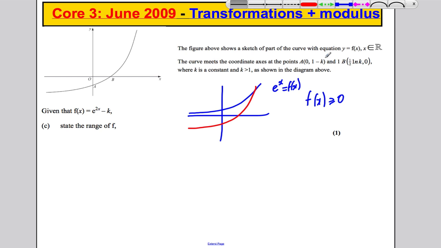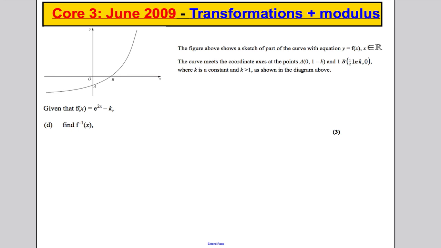So therefore, the range of f of x is always bigger than k. I made a tiny mistake here. F of x can never equal 0, it's always bigger than 0. And we've been shifted down by k there, so f of x is bigger than k. That's the range. Sorry, bigger than negative k even. Negative k, sorry. Because it's been shifted down by k units.